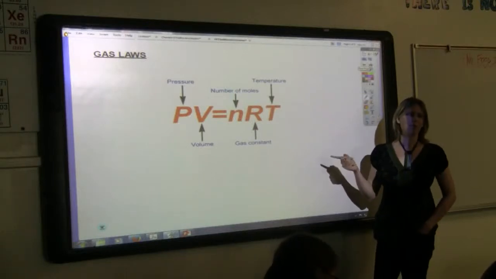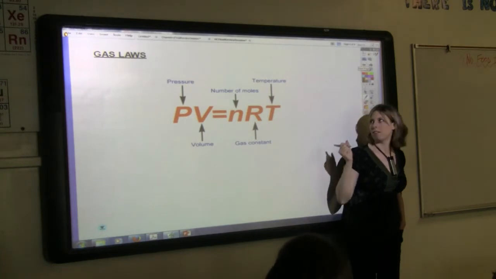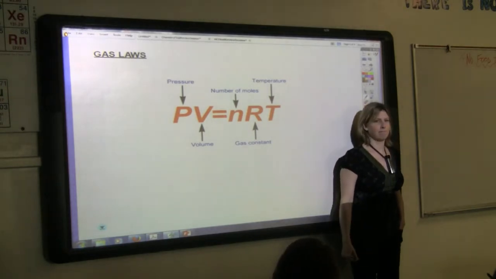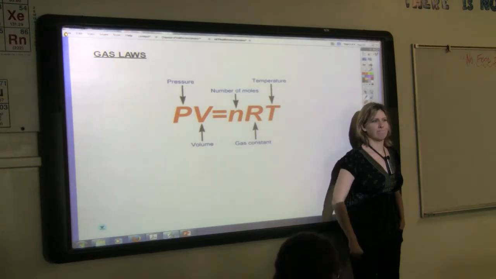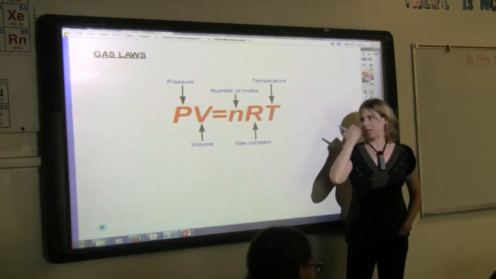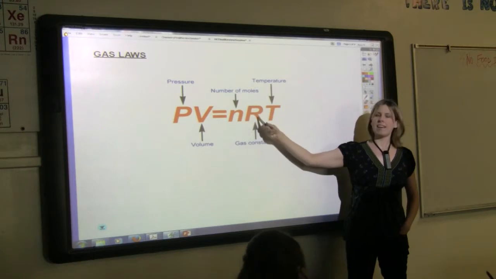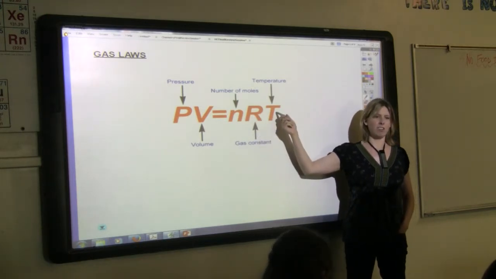So make sure you know them well. This is the what gas law? It's the Ideal gas law. PV equals nRT: pressure, volume, number of moles, gas constant, and temperature.